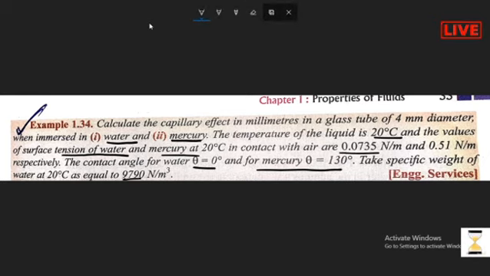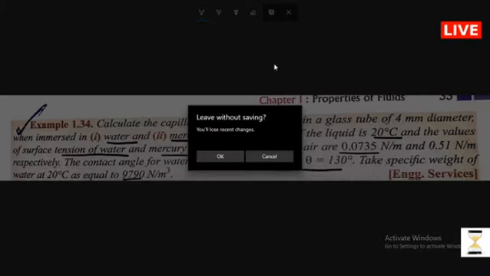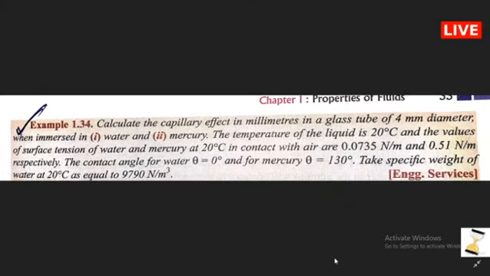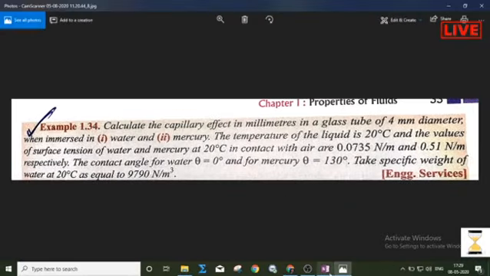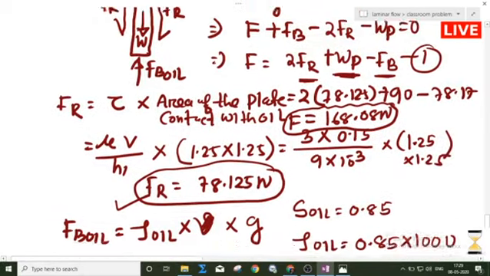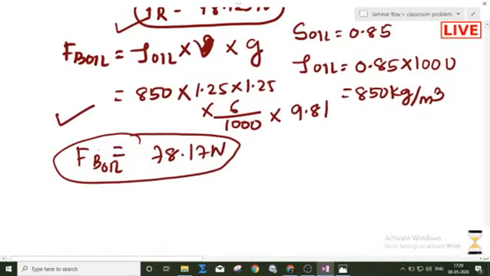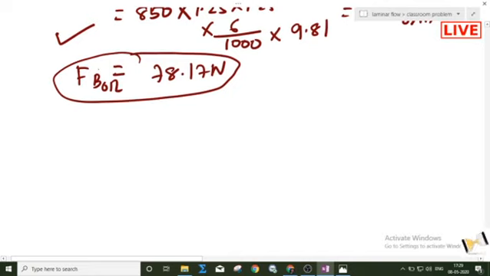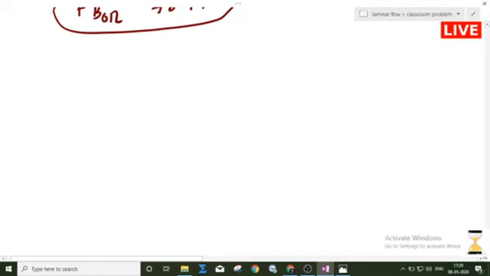So find out what is the capillary rise? Very easy question, last problem. Now we have to find out what is the capillary rise. See, like this question only will come in your exam, so you can expect a question like this.